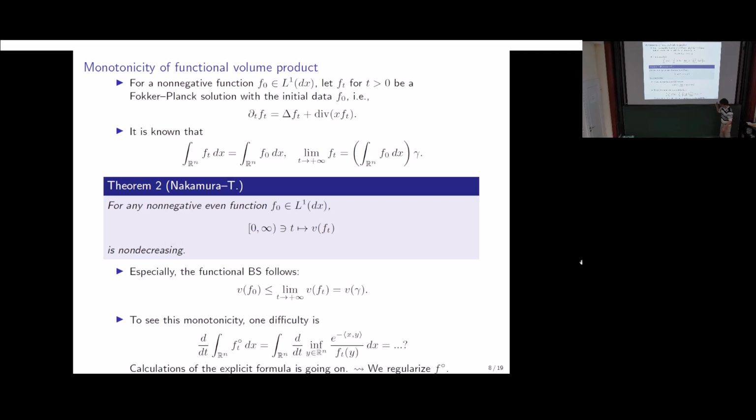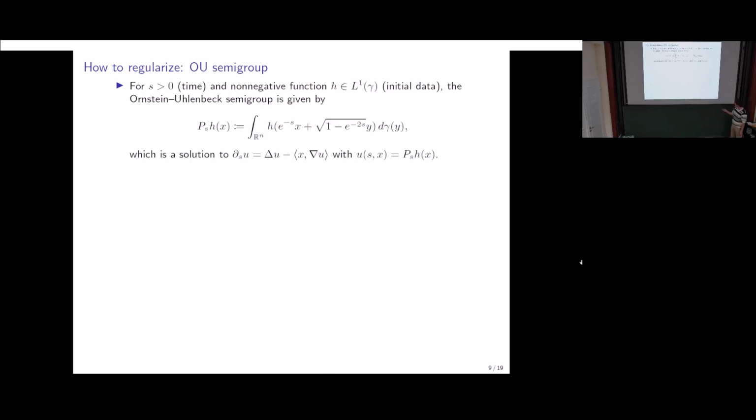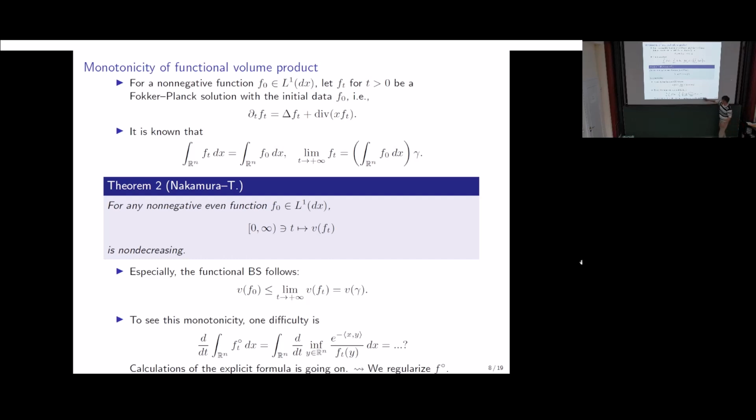To show this monotonicity, a simple idea is to calculate the derivative of this quantity. Then if you consider the derivative, you obtain this quantity. And I think this is related to the derivative of the Legendre transform, which was already mentioned by Galyna in her talk this morning. But in this talk, we don't calculate this directly, and instead we consider some regularized version of f circle.